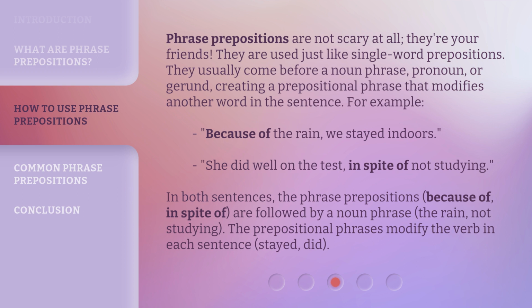She did well on the test, in spite of not studying. In both sentences, the phrase prepositions, because of, in spite of, are followed by a noun phrase, the rain, not studying. The prepositional phrases modify the verb in each sentence: stayed, did.